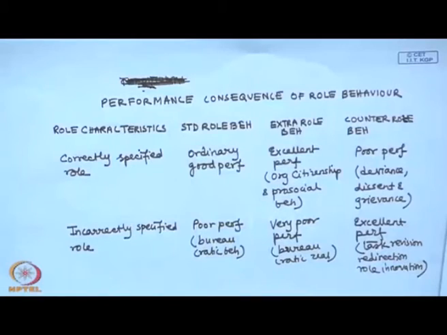If the job roles are correctly specified, then standard role behavior is ordinarily good performance. But if you are going for some extra role behavior, if somebody is performing beyond what is demanded, then it leads to excellent performance. But if somebody is doing counter role behavior, which is not expected as a part of the job, it may lead to poor performance, like deviance and dissent and grievance. But in case of an incorrectly specified role, the standard role behavior, what is expected of you, will be poorly performed. Extra role behavior also, because you don't know what exactly you have to perform as a part of your role, also gets very poor performance.